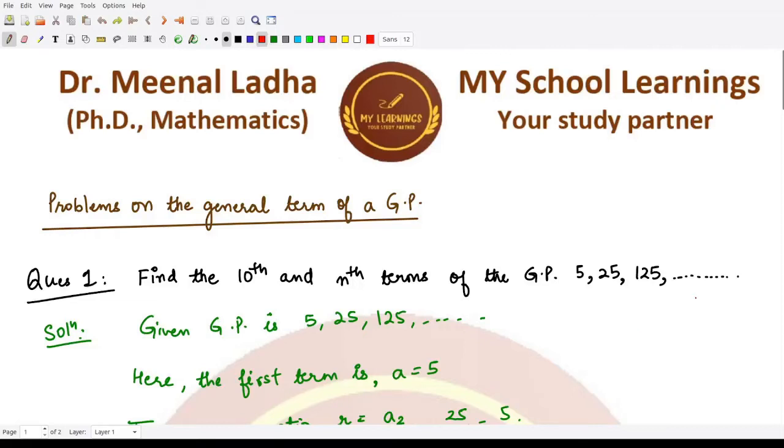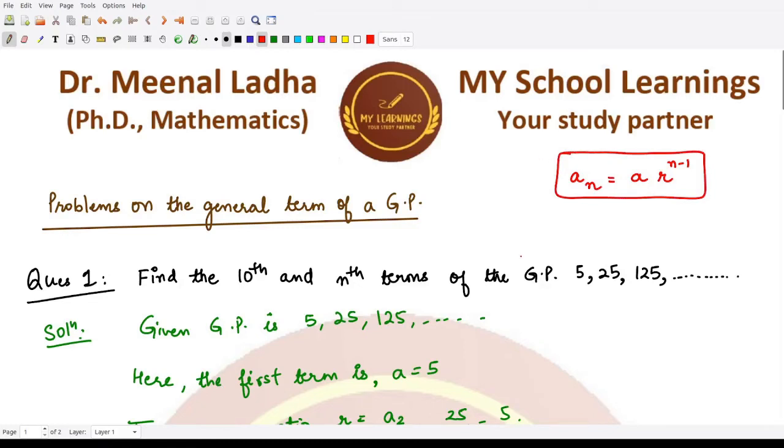In this video, we shall be looking at some problems on the general term of a given GP. From the previous video, we know the general term of a GP is given by the formula a_n equals a, the first term, multiplied by the common ratio r raised to power n minus 1. We'll be making use of this formula to solve the questions based on the general term.